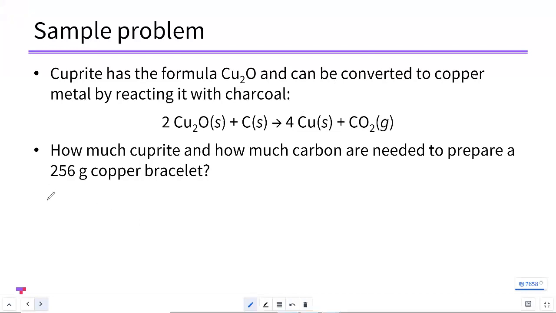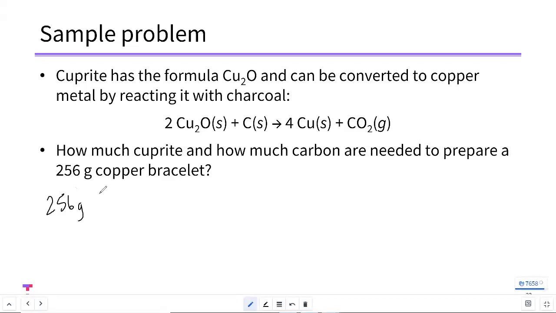So we start with our 256 grams of copper. Our first step, if we went back, would be to turn the grams of copper into moles. For that, we need the molar mass of copper. 1 mole of copper is 63.55 grams. Got that straight from the periodic table. My grams of copper cancel.